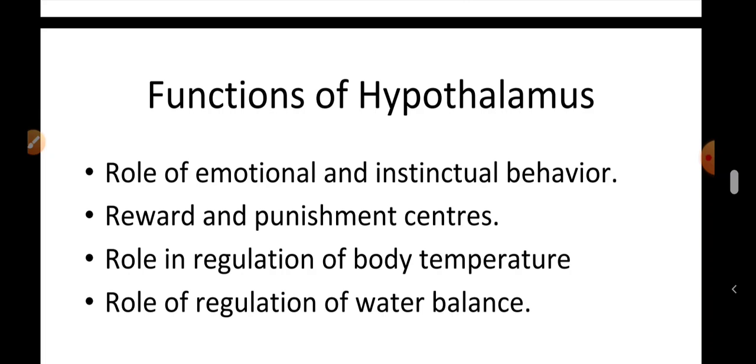So this heat loss center, how does it act? By increasing the activity of temperature sensitive neurons, which result in cutaneous vasodilatation and increased sweating, causing more heat loss. So it is the function of the anterior hypothalamus, mainly the preoptic area.